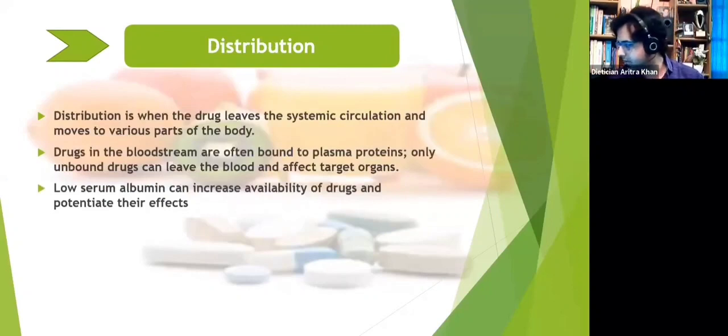Now distribution. What is distribution basically? Distribution is when the drug leaves the systemic circulation and moves to various parts of the body. Drugs in the bloodstream are often bound to plasma proteins. Only unbound drugs can leave the blood and affect the target organ. Low serum albumin can increase the availability of drugs and potentiate their effect. So distribution is very important: the drug circulating in the blood and binding to plasma proteins is important for drug distribution.